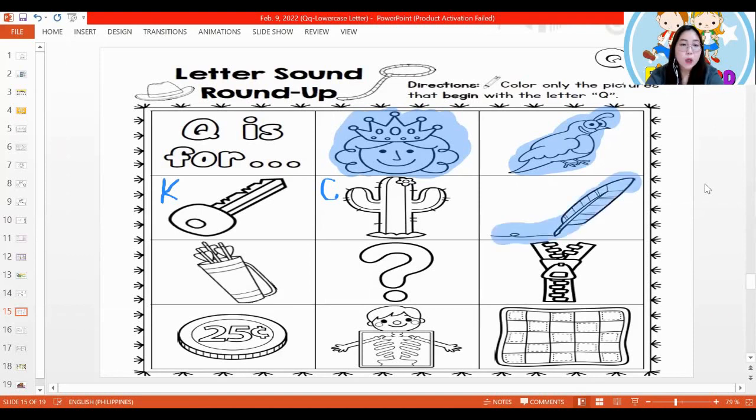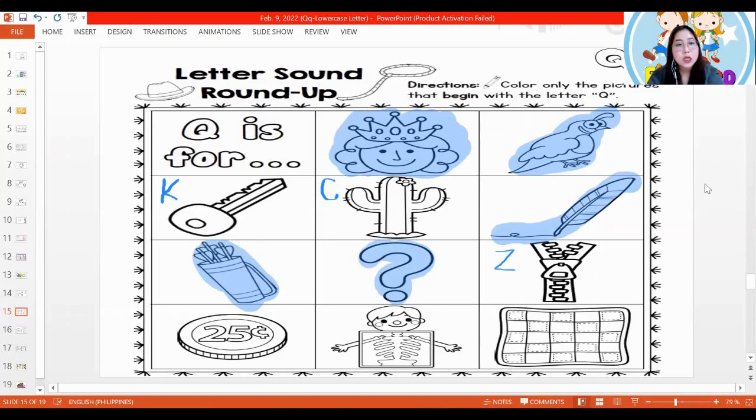Next one, we have our quiver. Does quiver start with the letter Q? Yes, so let's color that one also. Then we have our question mark. Does question mark start with the letter Q? Yes, so let's color that one also. Then we have a zipper. Does zipper start with the letter Q? No, zipper starts with the letter Z. So let's write letter Z on the side.